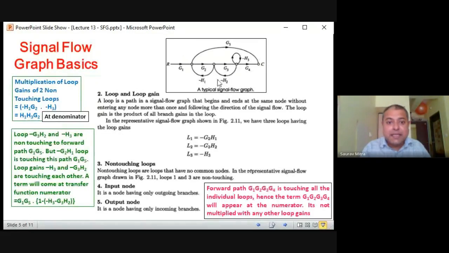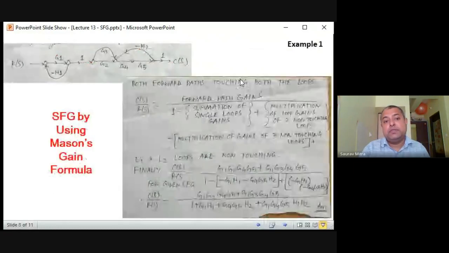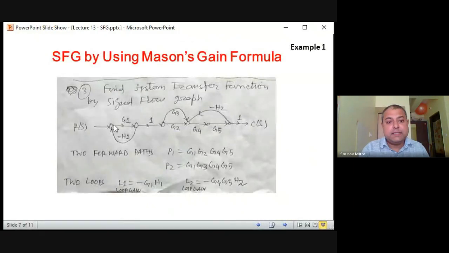Don't say, sir, it is connected by a feedback path. We don't consider the feedback path. If there are common nodes, then we call those loops touching loops. In this case, these are the two nodes defining the loop minus G1H1, and these are the three nodes defining this other loop, and they are not touching each other. Hence this initial loop minus G1H1 and the latter loop minus G4 G5H2 are non-touching. Kiran, can you respond now?